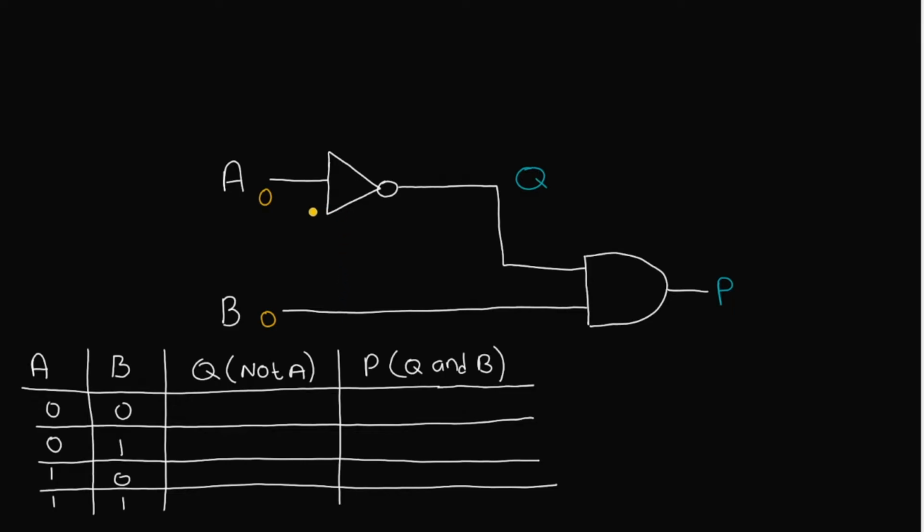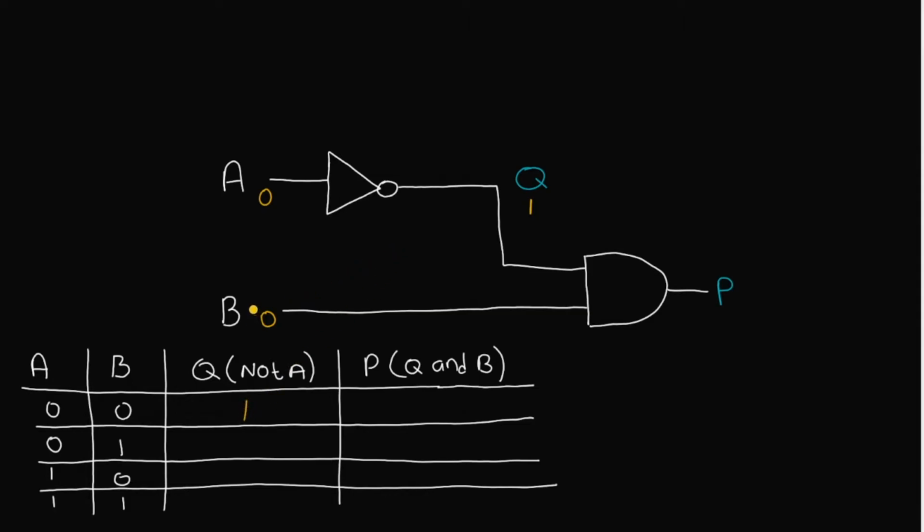Moving on, we've got 0 as our value for A, and when we pass 0 through a NOT gate, which is this gate here, it flips. So this bit goes from being a 0 to being a 1. From here until it gets into this next logic gate, it's equal to 1. So when it gets to Q here, we can see that Q is equal to 1, so we can fill in 1 for Q.